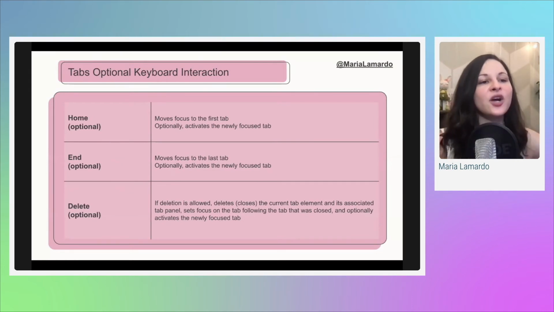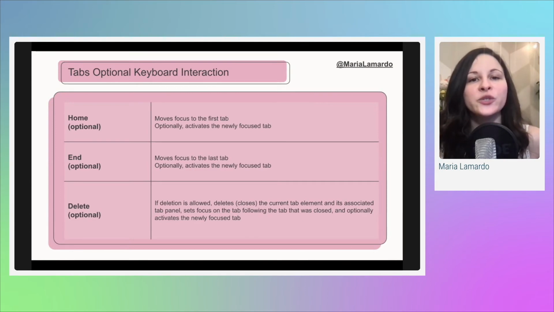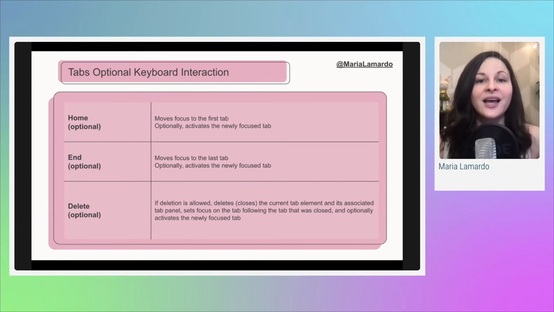And all of these are optional keyboard interactions for tabs. You could have Home, which moves focus to the first tab and, depending on your implementation, optionally automatically activates it. Then the End key moves focus to the last tab, which again, depending on your implementation, may automatically activate it. Another optional keyboard functionality is the Delete key, which, if it is allowed, will close the current tab and its associated tab panel.